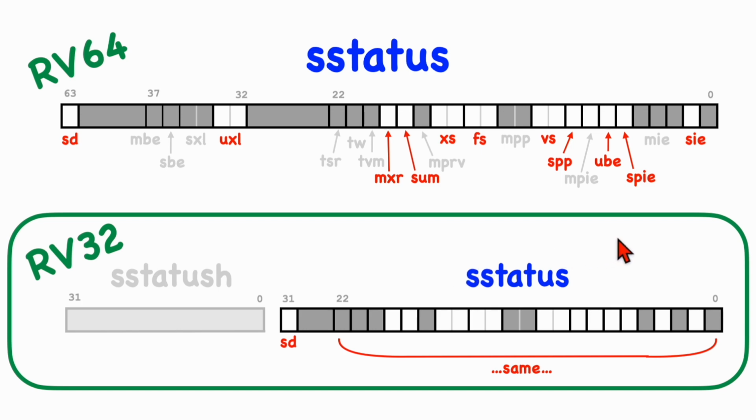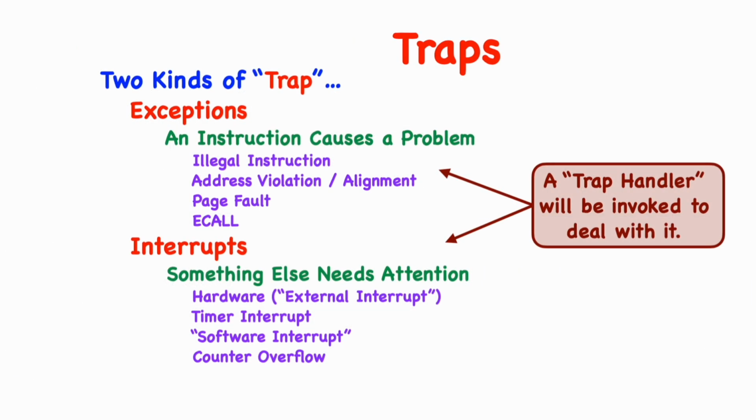What I'm going to do next is look at trap handling, and for that we'll be focusing on only 3 of these bits: the interrupts enabled bit, the previous value of the interrupts enabled bit, and the previous privilege level bit. Before going any further, I want to discuss terminology. When a program is executing, we might have an exception or an interrupt. Exceptions and interrupts are both kinds of traps. So a trap is either an exception or an interrupt.